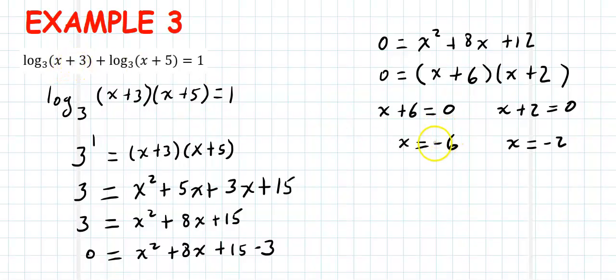So negative 6 is not the solution. But if we substitute x by negative 2, we have negative 2 plus 3 is 1 positive, and negative 2 plus 5 is 3 positive. So the solution in this case is x equal negative 2.